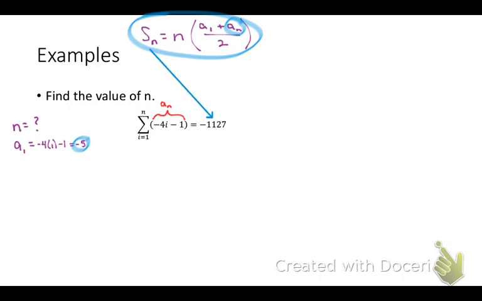Okay? So all I'm going to do is take negative 1127 equals n times negative 5 minus 4n minus 1 over 2.